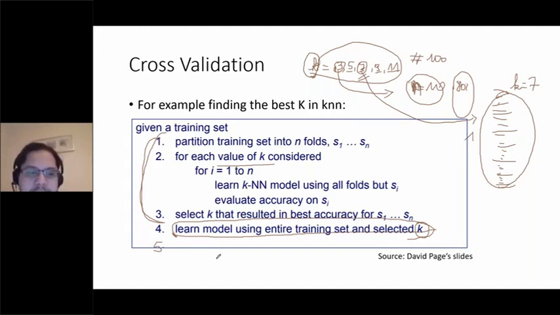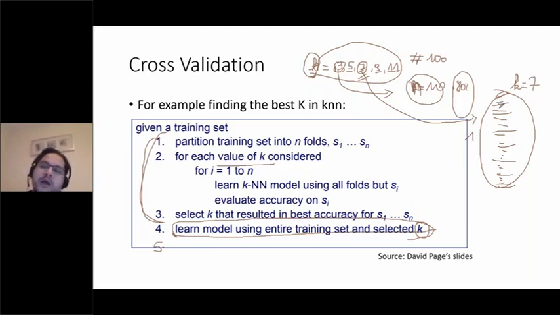The accuracy, we need to check the accuracy. For what? For the different models. We have one single model now, the bigger model. Once we selected the best K, we trained one model.